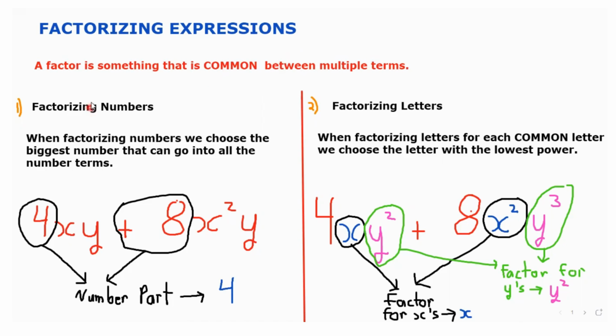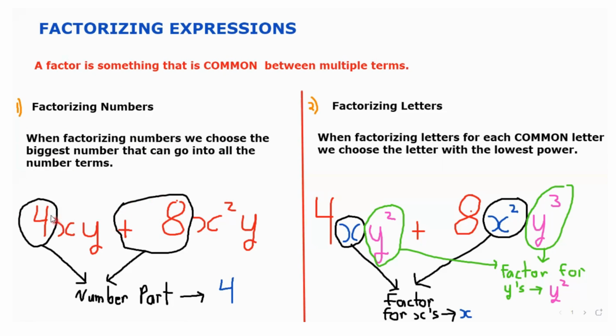So pay attention. When you factorize, remember for all algebraic expressions, there are numbers and there are letters with the numbers. So what we do is we separate both of them. You separate the numbers from the letters to make everything easier. The first thing we need to learn is how to factorize the numbers. When factorizing numbers, we choose the biggest number that can go into all the number terms. It's called the highest common factor, but in simple terms, it's just the biggest number that could go into both of the numbers.